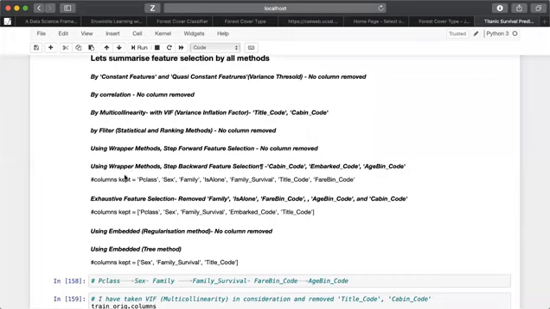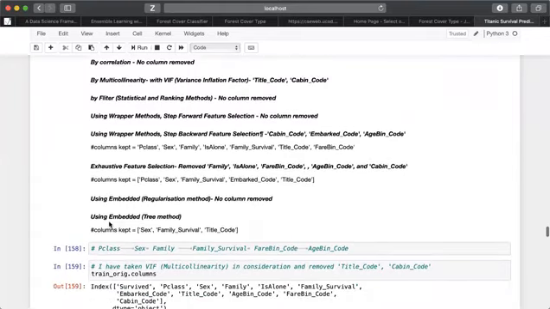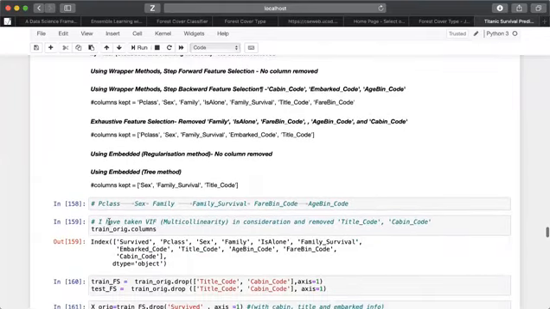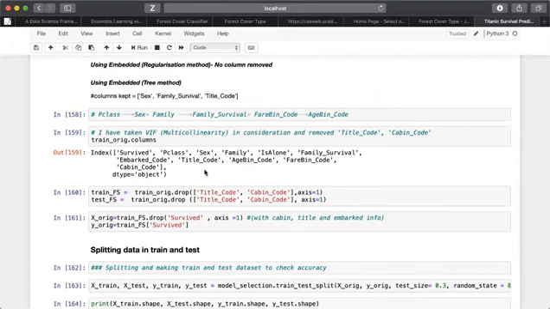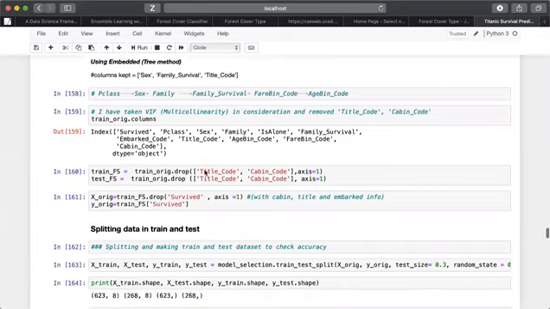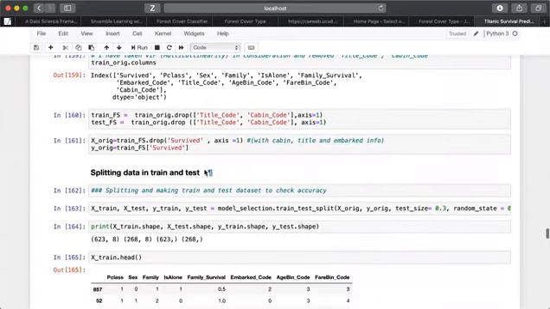So just for the basic demonstration purpose, I had kept all these steps, and I went through all the steps as covered in the meetup by Nitesh ji, and all these gave me different recommendations for the columns to be removed. So I have taken the VIF method, that is multicollinearity, and I removed the title code and cabin code from the train origin. So out of 10, I have kept 8 columns, and then I went for the modeling of data.